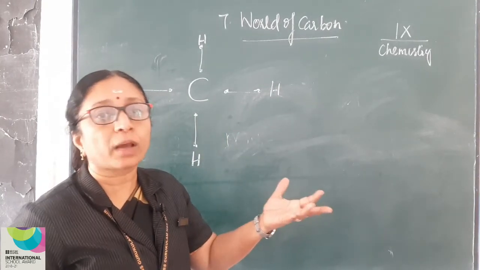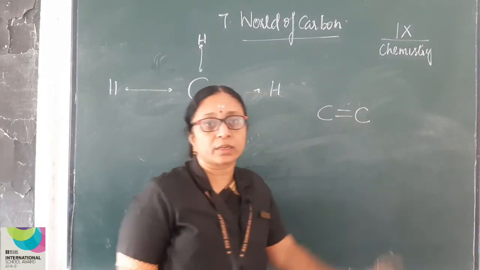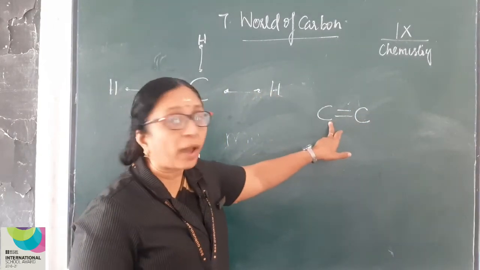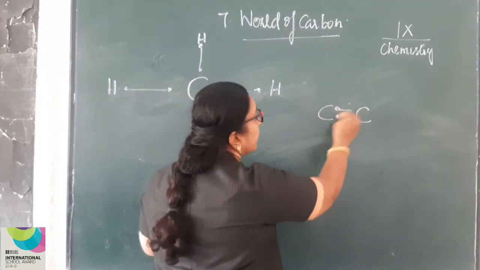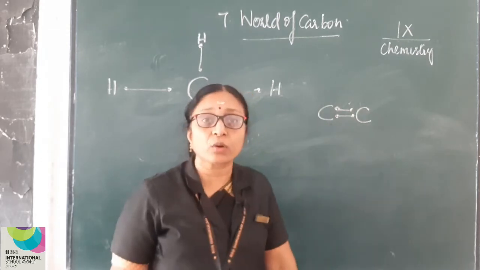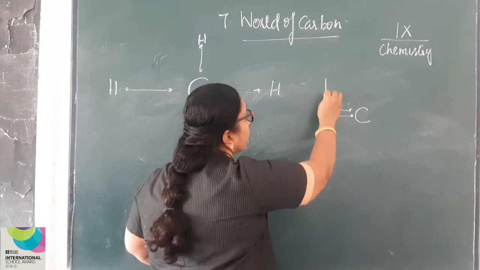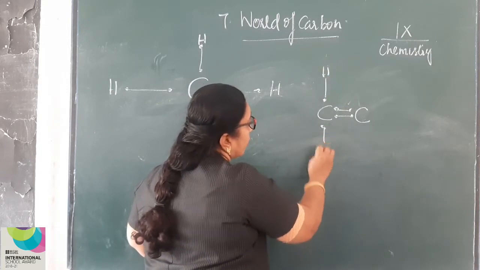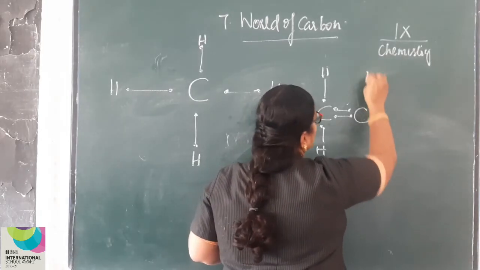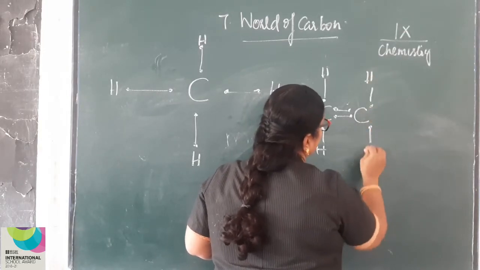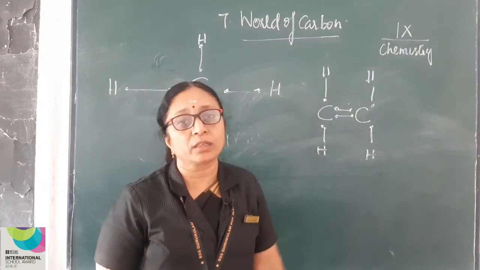Carbon can also form double bonded compounds. So there is a double bond here. The valency of carbon is 4. Here already 2 electrons are being shared. So how many more electrons are there? 2 more. So one is here and one is here. So again it forms bonds with hydrogen. So here carbon forms a double bonded compound.